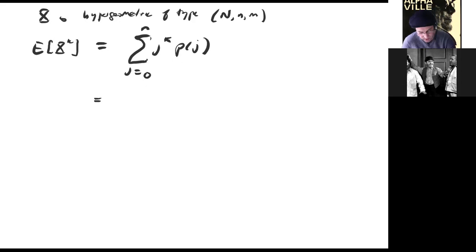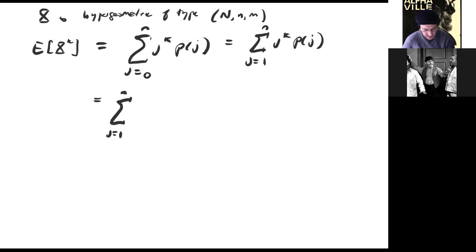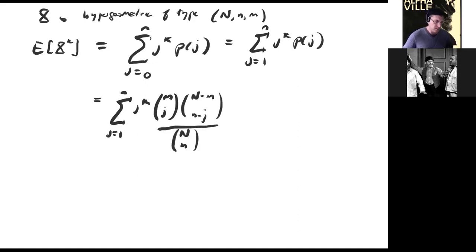Okay, so now what is this? We could have used instead the sum, since at j equals 0 it vanishes, j equals 1 to n, j to the k, p of j. And now we substitute the value of the PMF. So this is going to be the sum, j goes from 1 to n of j to the power of k times m choose j times N minus m choose n minus j over N choose n. Okay, so that's what you get so far.